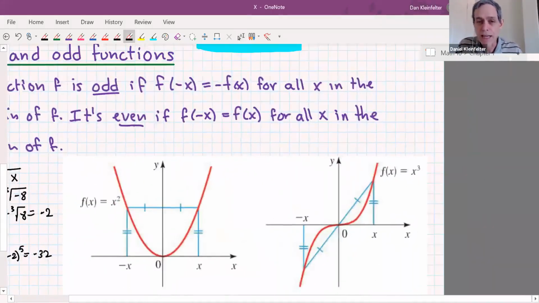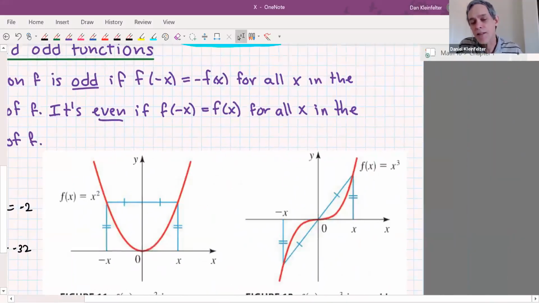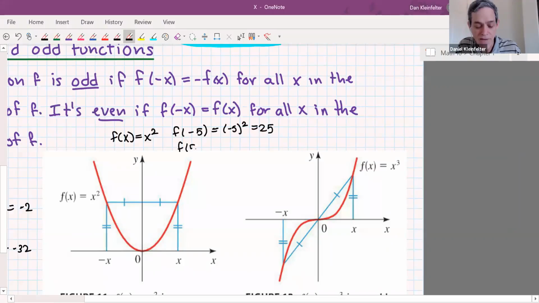A function is even if f of minus x is f of x for all x in the domain of f. So rather than having the minus sign pull through the function symbol, it just kind of goes away. An example of that would be our basic x squared function. For example, f of -5 is -5 squared, or 25. And that's the same as what f of 5 is. F of 5 is also 25.